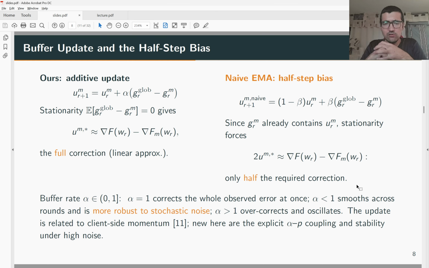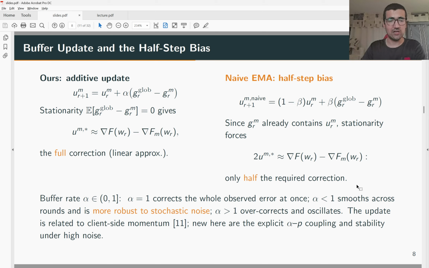Here is the trap. The local pseudo gradient already contains the buffer you applied, and if you work out the stationary point of the EMA version, you find it satisfies u star equals half the ideal correction. So the naive estimator converges to exactly half of the correction you need. It permanently undercorrects. Our additive rule doesn't have this problem. Its stationary condition recovers the full correction, at least under a linear approximation of the trajectories.